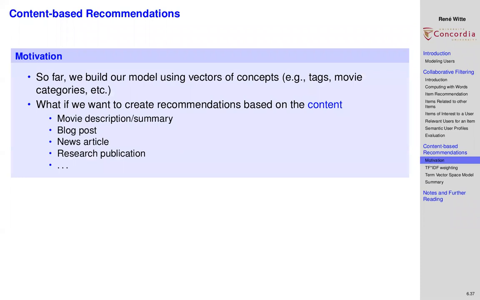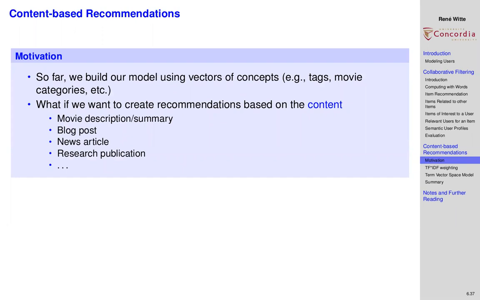The difference now is we want to be able to build vectors based not on metadata, like how it was tagged or how often it was watched or liked or shared. We want to use the actual content that we represent. So for a movie, we could use the description or summary of a movie. If you're looking at a blog post or a post on a social media website, we can look at the actual content that was written and not just the tags it was associated with.